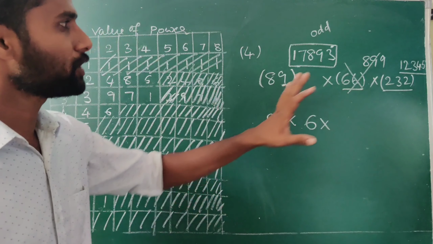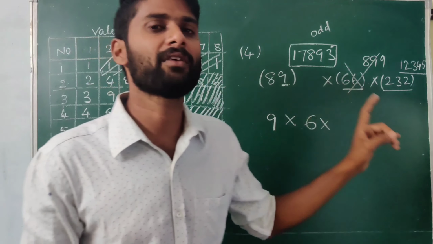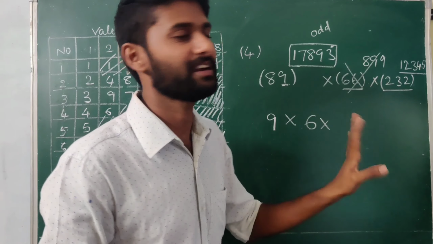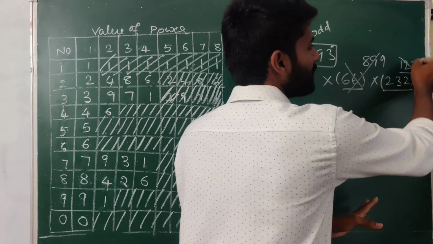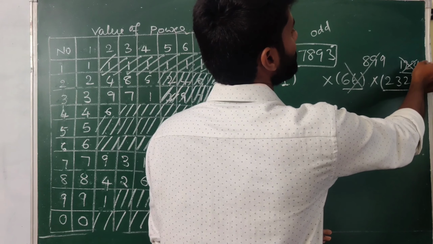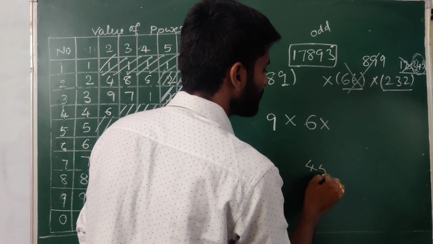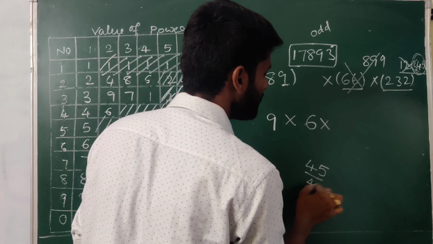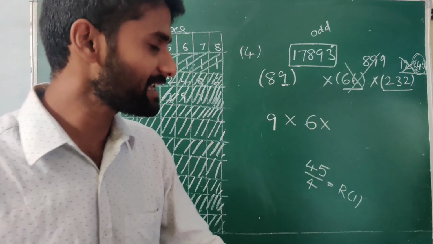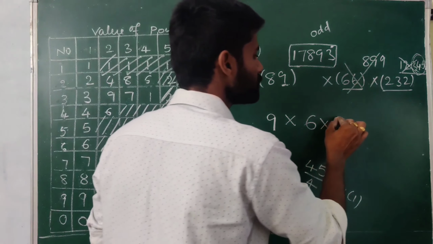Power 12,345. See, for 2, we have 4 repeated values. And 4 repeated values means we check the power value divisible by 4. So don't consider the entire 12,345, it's a waste of time. The power divisible by 4 means we pick only the last 2 digits. The last 2 digits are 45. 45 divided by 4 gives remainder 1. If we get 1 as the remainder, we consider the first value. So 2 power first value is always 2 only.